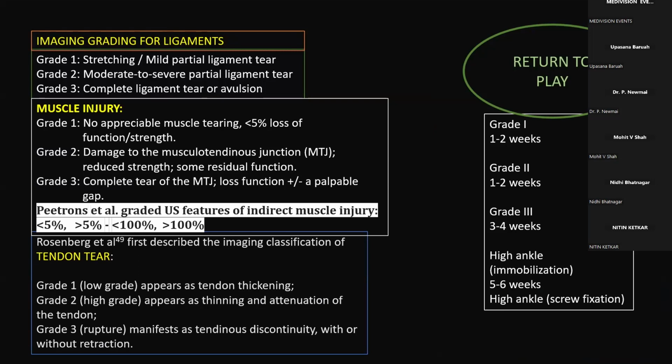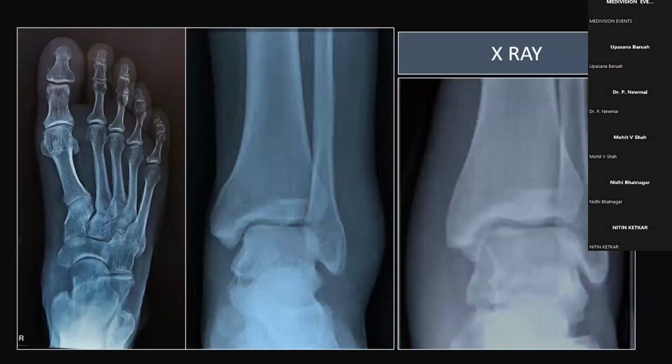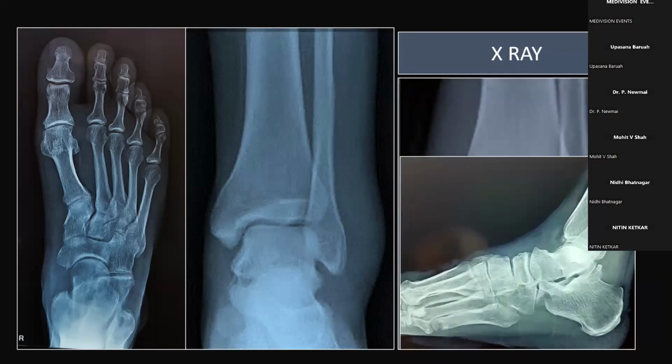So before doing any scan, we need a basic X-ray to understand the possible underlying pathology and its extent, and it will also give us the landmarks to identify the ligament, tendon, and muscle. Usually we don't have a very major injury in a ligament injury that comes to our scan, but we have to see the distance between the tibia and fibula. There may be overlapping of the bone, and sometimes we may have some small avulsion or C fracture.